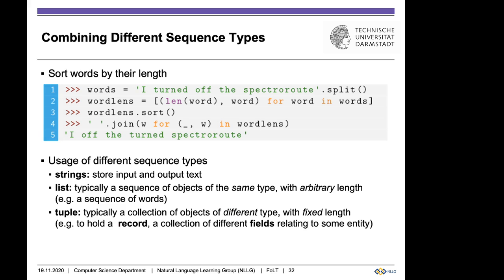Now we will see a summary about the usage of the following sequence types. Usually we prefer to use strings to store text only, we usually use a list to store elements of the same type, and we prefer to use tuples to store elements of different types.